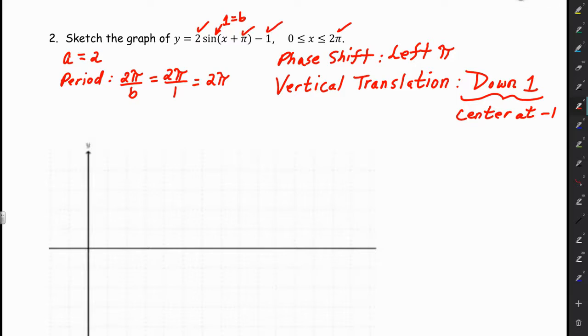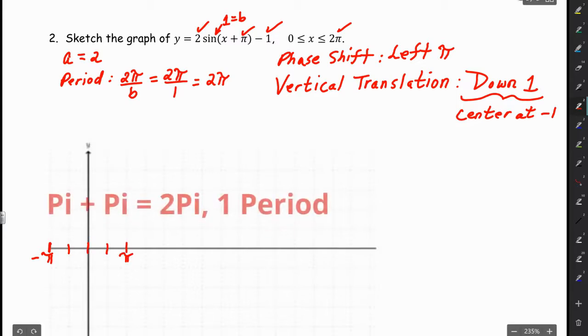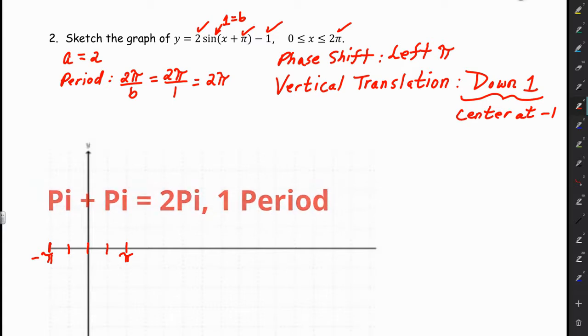All right, so the phase shift left pi is a little tricky. So we know that to start our cycle, we're going to be over here. We're going to be at negative pi because we moved everything from 0 over left pi. And then we have a 5-point pattern from there. 1, 2, 3, 4, 5. And that's going to land at pi. So we're equal distance on the left and the right from the y-axis. So we go from negative pi to pi for one cycle.